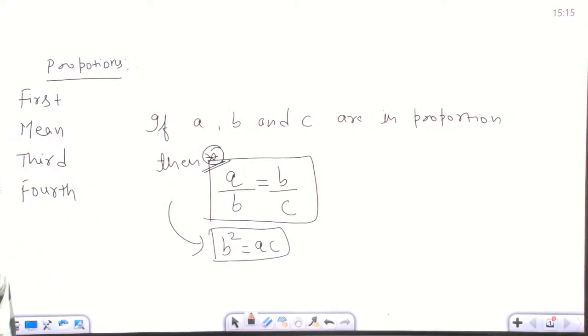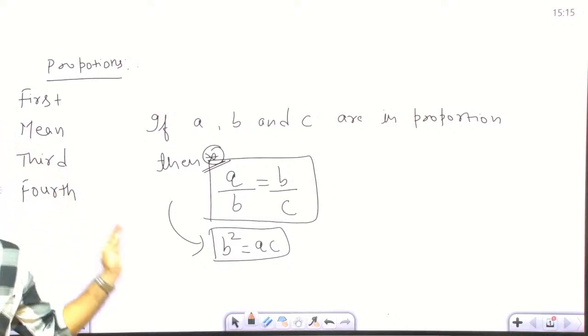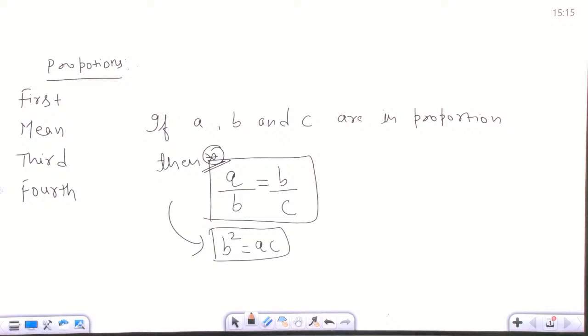Any problem in this? First of all, write this thing, then we will move to the first proportion, mean proportion, third proportion and fourth proportion. This topic is very important and this is the traditional one, so you cannot skip that particular topic.